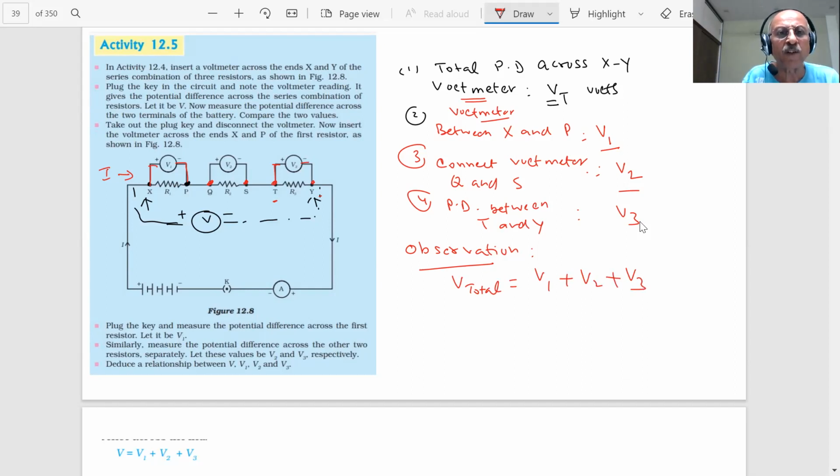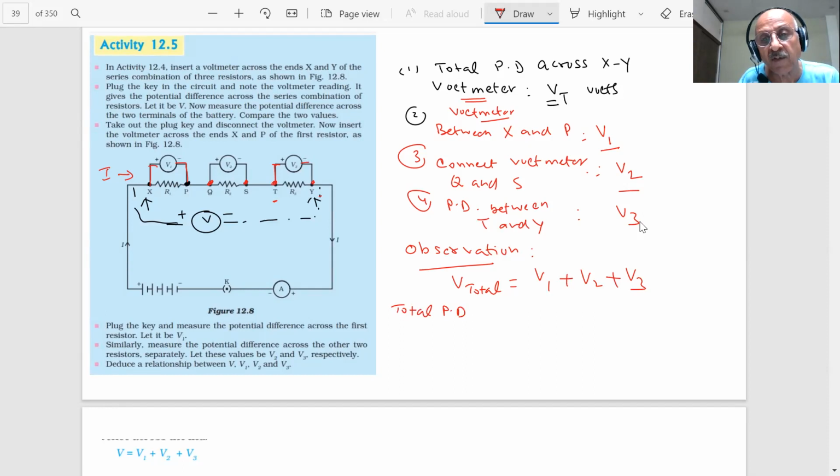What we observe is that these values are not the same, since resistance R1 is different, R2 is different, R3 is different. So the potential difference across R1 was found to be V1, across R2 was found to be V2, across R3 was found to be V3, and when we connected the total resistance, V was found to be the sum of the potential differences V1, V2, V3.